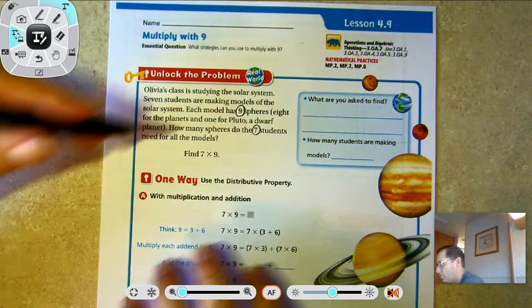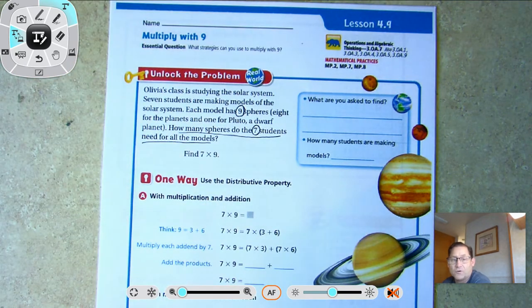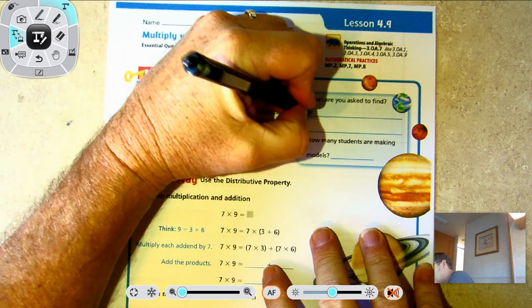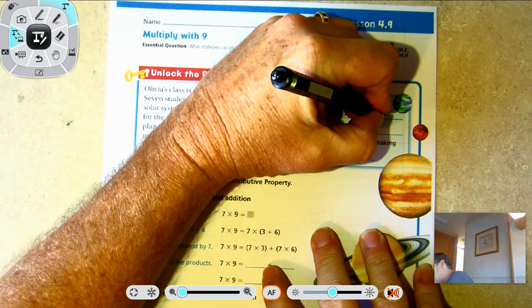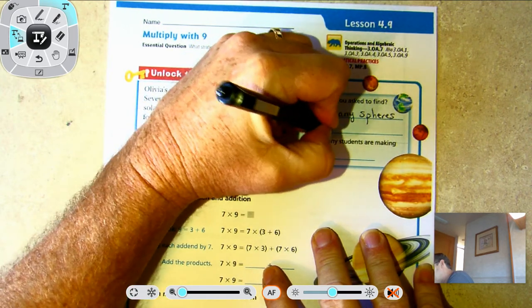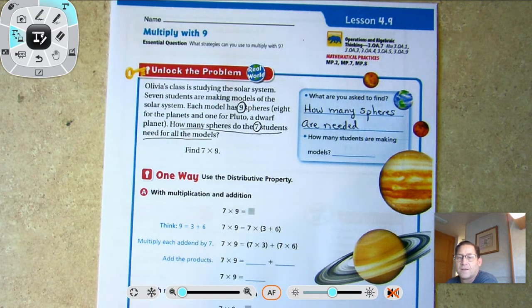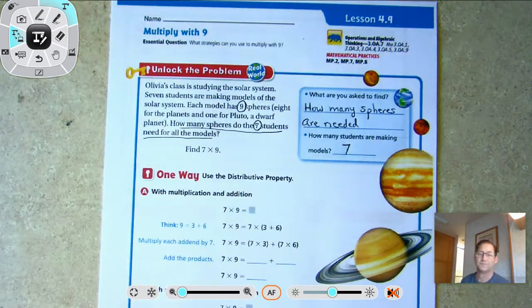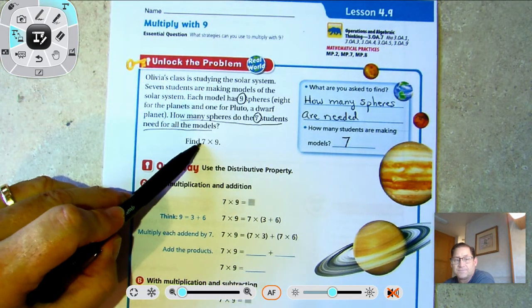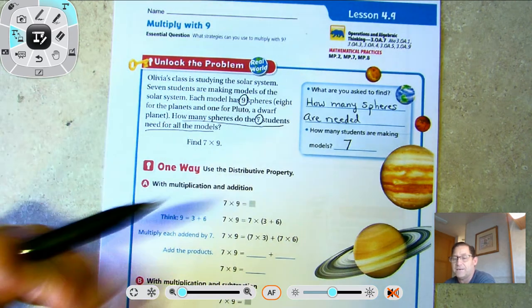What are we asked to find? Well, we're asked to find how many spheres do the 7 students need for all models. So how many spheres are needed? Okay, another important piece of information we need is how many students are making models. Well, we know that 7 students are making models. And so if we have 7 students and each model has 9 spheres, we need 7 sets of 9.